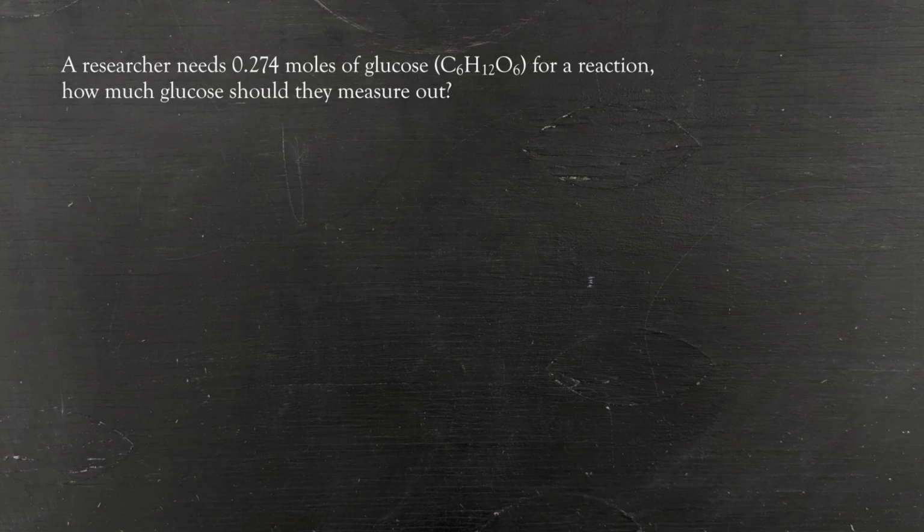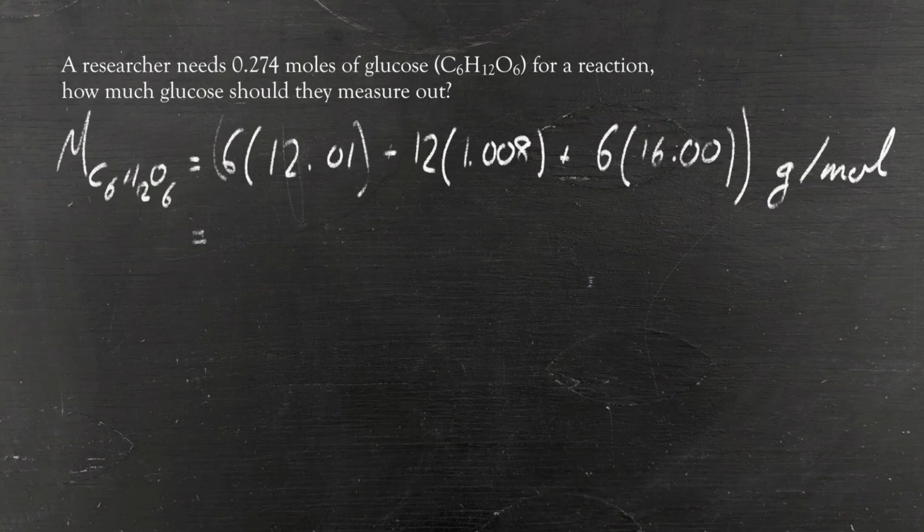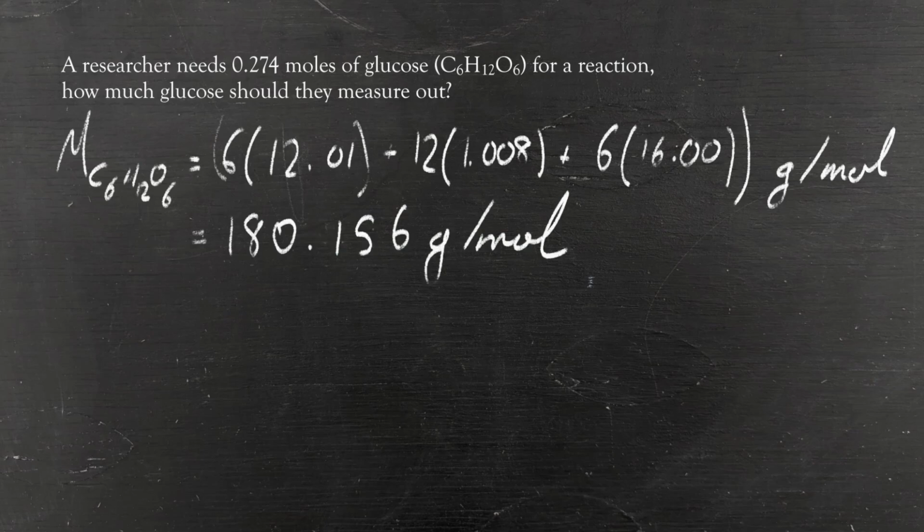This final question related to mass, moles, and molar mass is actually the type of calculation that chemists do all the time. It reads, a researcher needs 0.274 moles of glucose for a reaction. How much glucose should they measure out? The first step is going to be the same as for the previous question. We need to determine the molar mass of glucose, which is equal to 180.156 grams per mole.